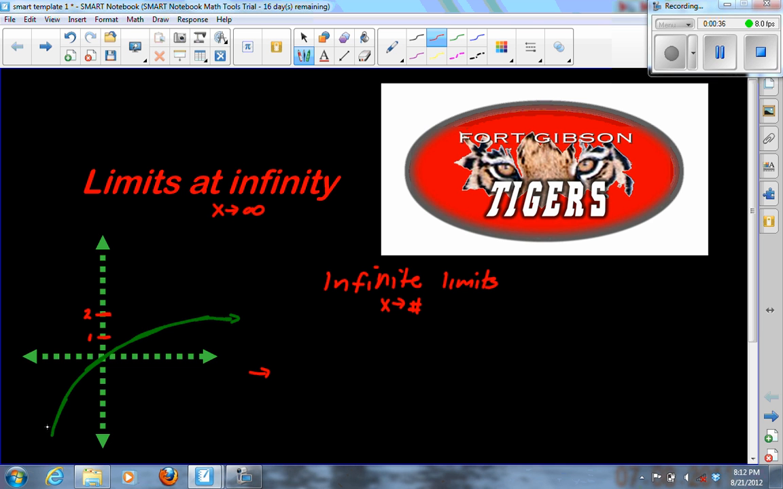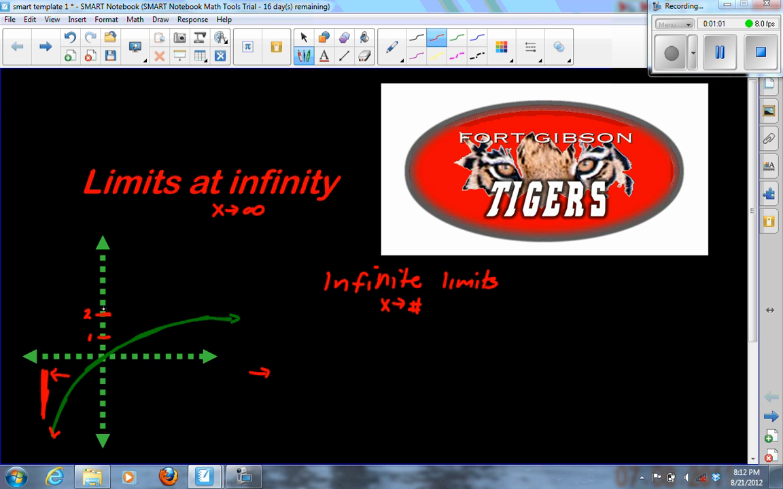Like maybe in this case, see how these y values are getting close to negative infinity as x is approaching this number right here. So as I approach that number on the x-axis, my y values are getting down here closer and closer to negative infinity. Limits at infinity would say as my x-axis pushes toward infinity, what happens to the y values?